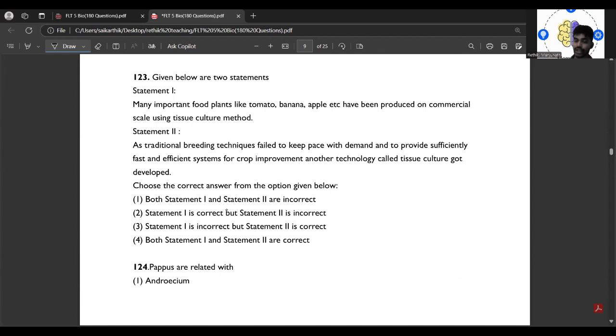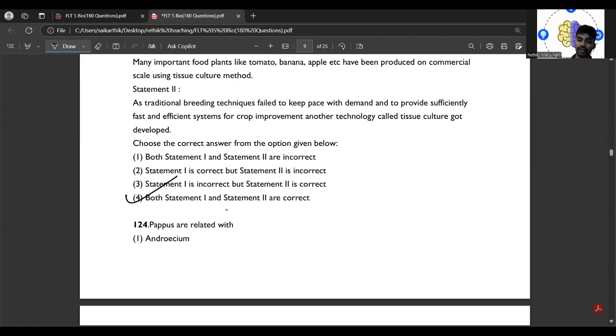So given below are two statements. One statement says that many important food plants like tomato, banana, apple, etc. have been produced on a commercial scale using the tissue culture method. Statement 2 states that traditional breeding techniques failed to keep pace with demand and to provide a sufficiently fast and effective system for crop improvement, and the technology called tissue culture got developed. So out of this, both statement 1 and statement 2 are correct.